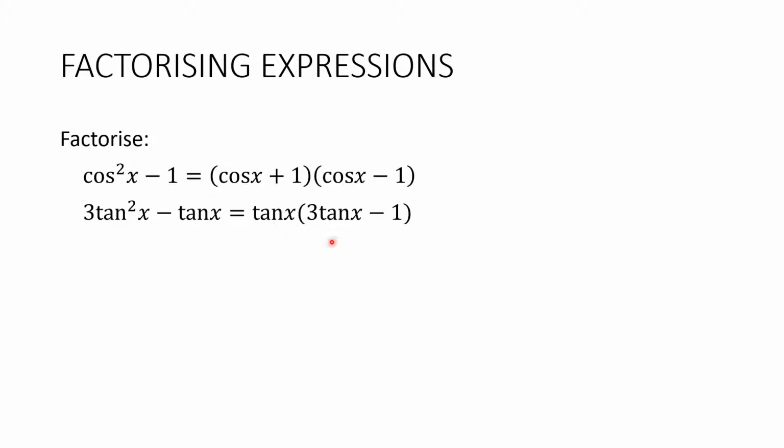Tan x times 3 tan x is 3 tan squared x, and then tan x times -1 is negative tan x. This one here, I could make a substitution. I could let m equal sine A and then factorise into the brackets, but this one is a perfect square. It's pretty easy to see. I'm going to have sine A minus 1 all squared.